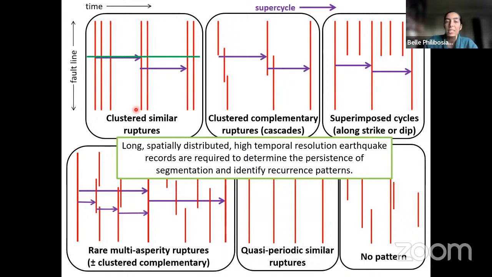Even if you have a long history, if you have only one study site, you might not be able to tell the difference between these two cases if your site happens to be in an area where neighboring ruptures tend to overlap. So we really want as much data as possible to be able to distinguish these different types of behavior.